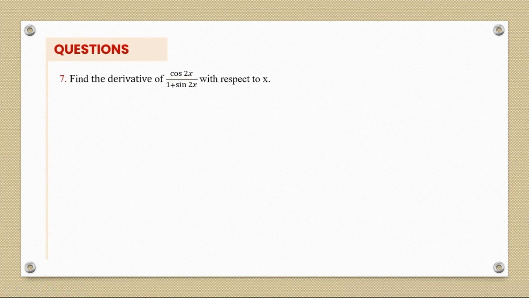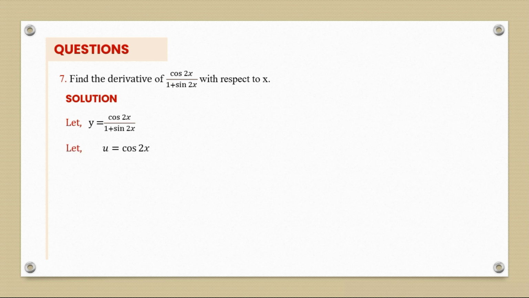Alright, so moving on to the next question, we're being told to find the derivative of cos 2x over 1 plus sine 2x with respect to x. So let's solve this. Remember, we're going to let y be equal to that. This is an example that definitely requires the quotient rule, because we're dealing with the ratio of two different functions.